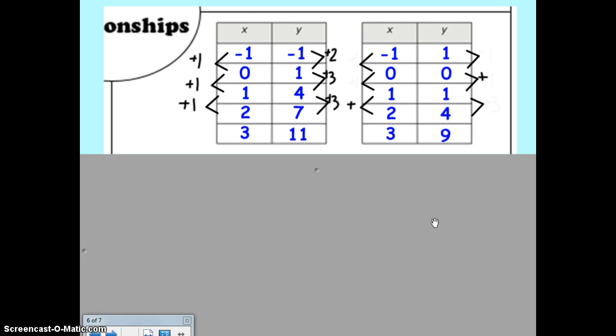Another table. As we calculate the delta y and the delta x, the rate of change is negative 1 divided by 1, which is negative 1, but a positive 1 divided by a positive 1 is a positive 1. So my rate of change between any 2 points is not the same. These two tables are examples of non-linear relationships because the delta y divided by the delta x is not the same for each row.